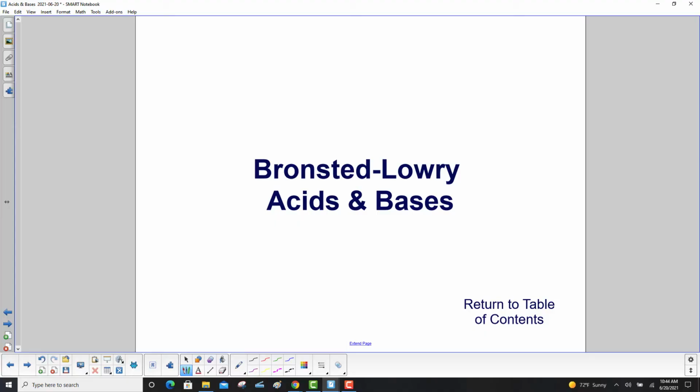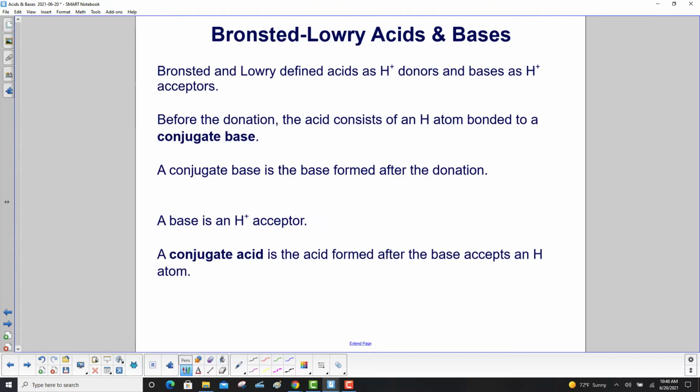Bronsted Lowry acids and bases. Bronsted and Lowry defined acids as proton donors and bases as proton acceptors. And again, H plus is just a symbol for a proton, right? It's a hydrogen atom without the electron.